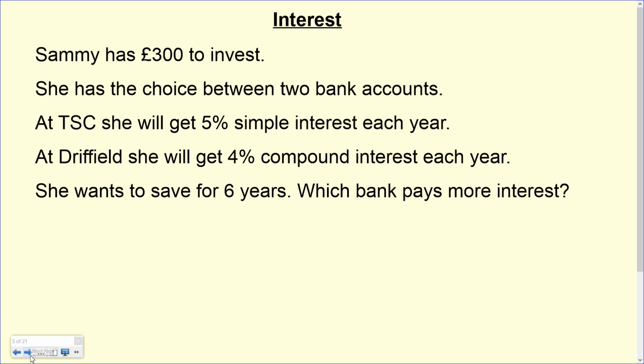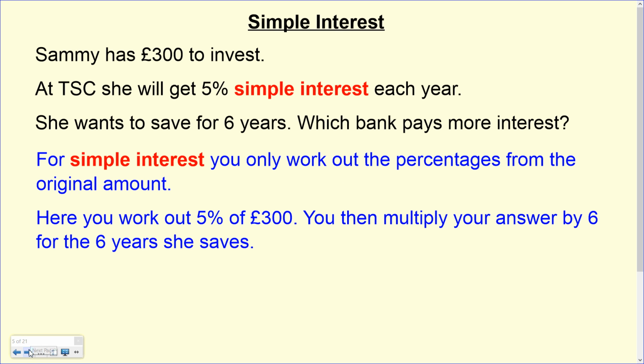So moving to look at the answer here. It's getting 5% simple interest at TSC, so we're going to look at that one first. For simple interest, you only work out the percentage from the original amount. It's not working it out and adding it on; that's compound interest, which we'll look at in a moment. So here we work out 5% of £300, then multiply your answer by 6 to get the 6 years that she saves.